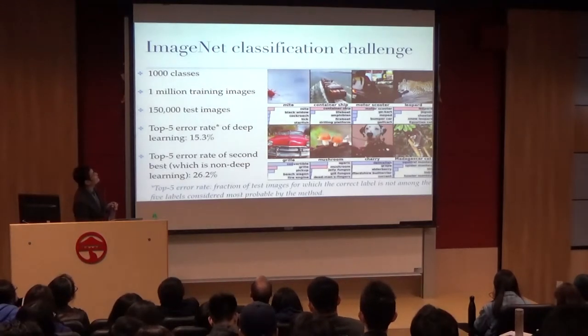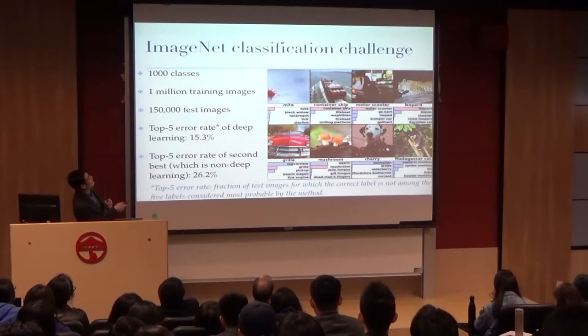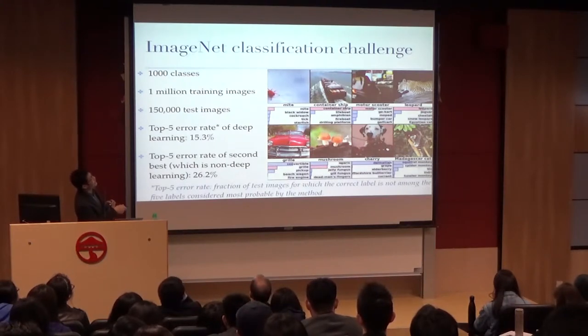Here you can see some applications. This is called ImageNet classification. Basically, there are so many images. There are in total 1,000 classes, mice, might, and so on. So many different classes, and 1 million training images, and 150,000 test images. You want to do classification. You want to see what's in the image.